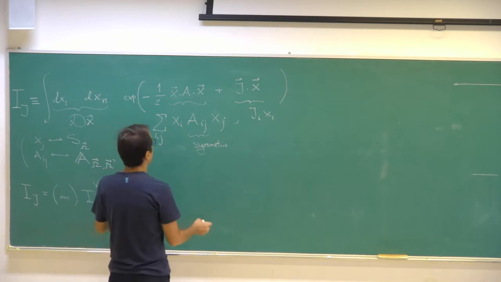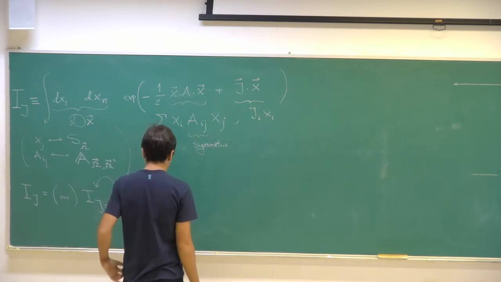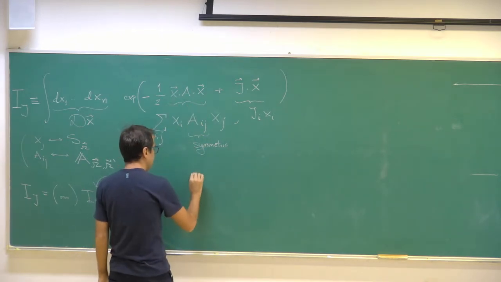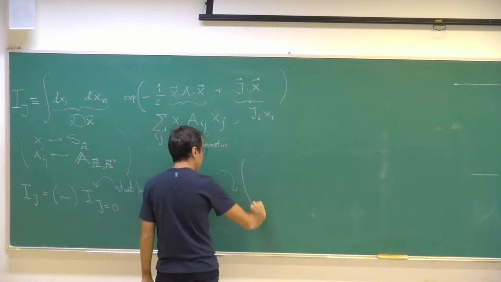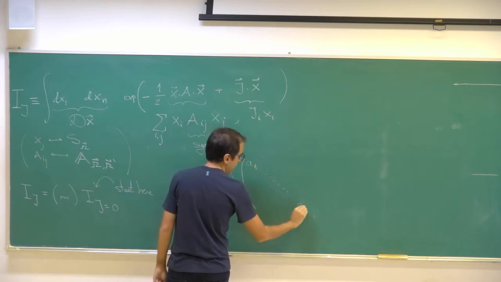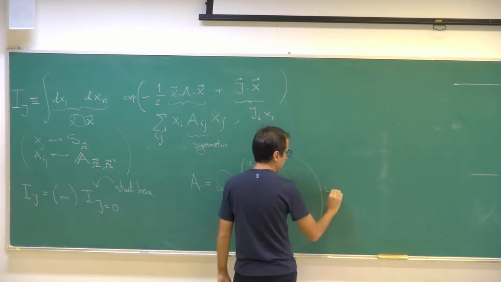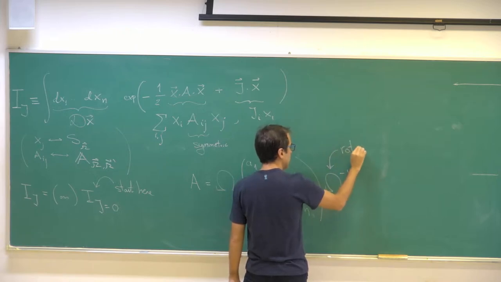So without source, we have to compute this integral. What would we do? We would say that this matrix A, which is a symmetric matrix, can be diagonalized and can be written as omega times a diagonal matrix with entries a_1 up to a_N, times omega inverse, where omega is a rotation matrix that diagonalizes the matrix A.